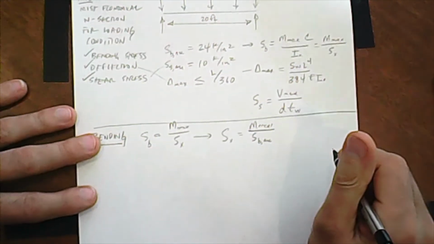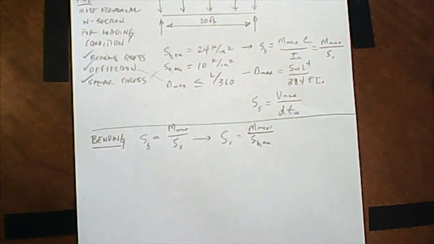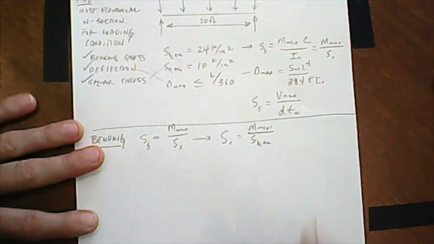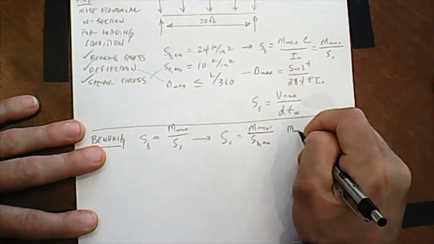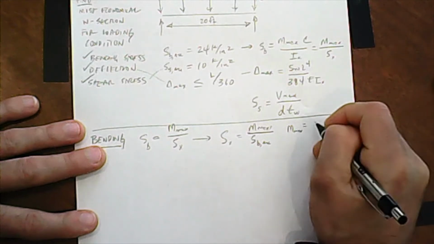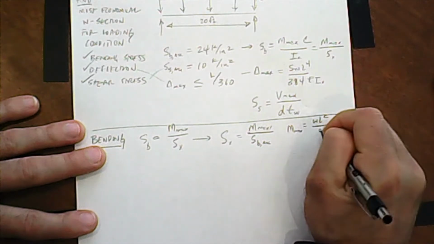Okay, M max, as we go back to our appendix H, is WL squared over 8. Okay, so M max equals WL squared over 8.